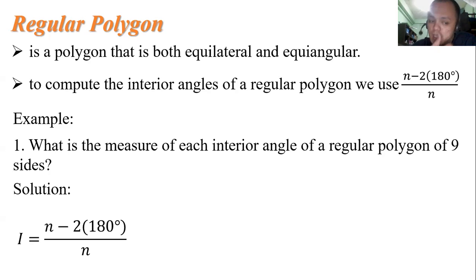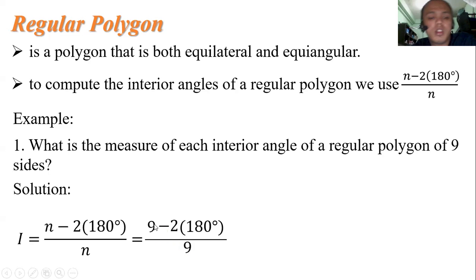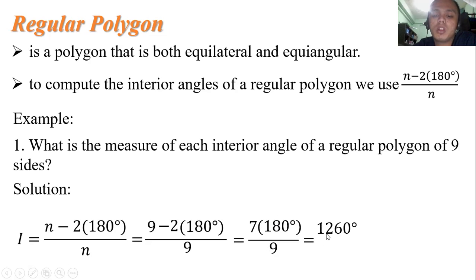Now, we have I is equal to n minus 2 times 180 degrees all over n. Substitute your n to 9. So we have 9 minus 2 times 180 degrees all over 9. Then, 9 minus 2 is equal to 7 times 180 degrees all over 9. Multiply 7 times 180 degrees, that would be equal to 1,260 degrees divided by 9 is equal to 140 degrees. Therefore, the measure of each interior angle of a nine-sided polygon is 140 degrees.